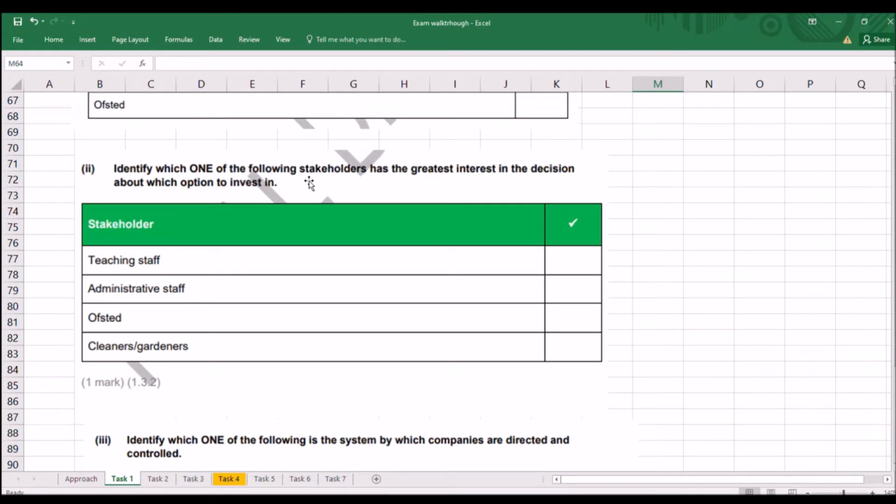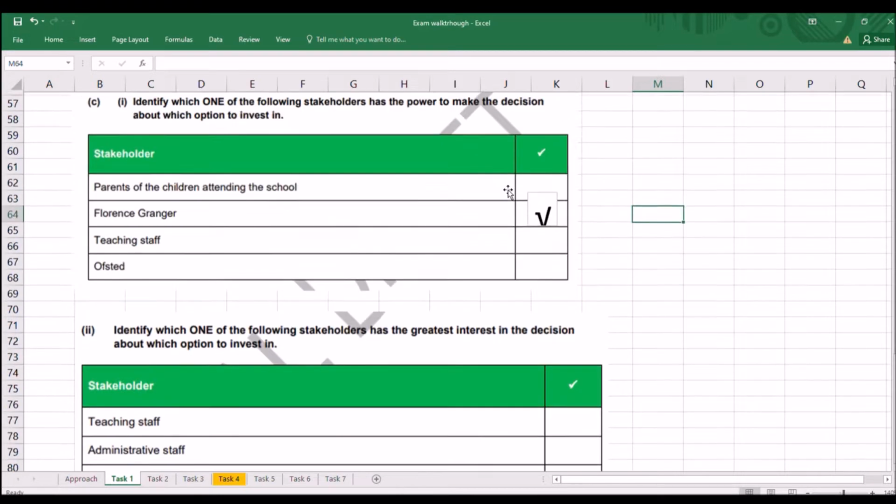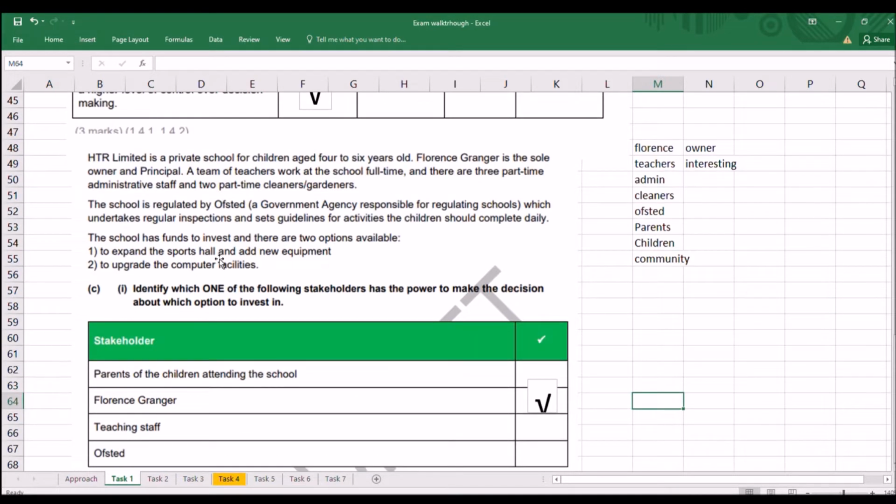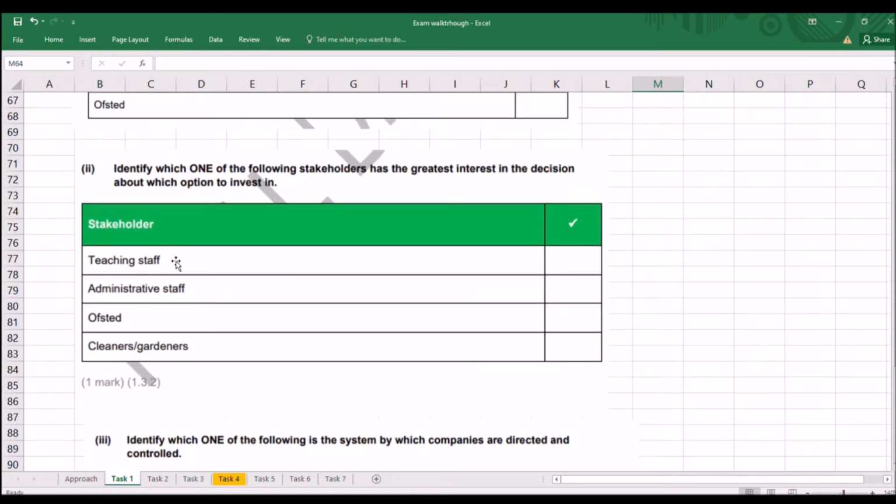Identify which of the following. That would have probably been a good question. Identify which one of the following stakeholders have the greatest interest in the decision about which of the options to invest in. So who's got the most interest in the decision? And the decision's about teaching facilities, isn't it? So the teachers are probably going to have it. The teaching staff, well, they're high up there. I mean, Florence is going to be first, but the teaching staff can be second.